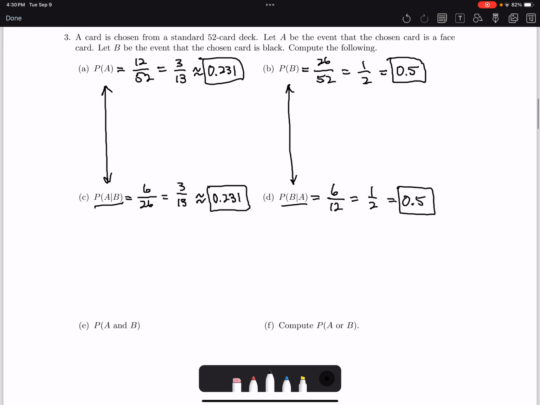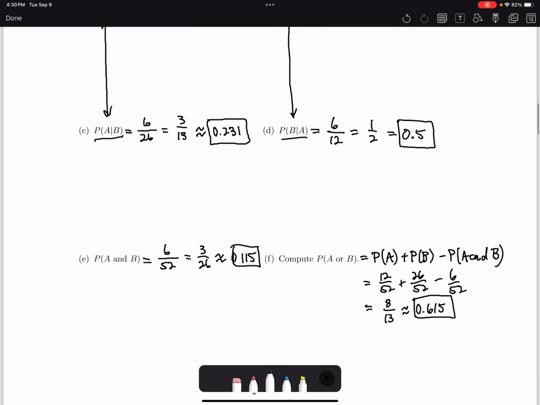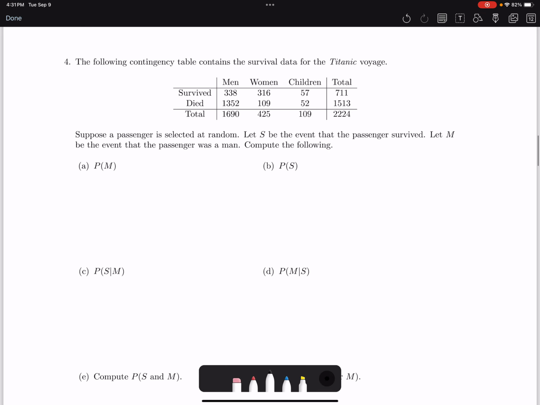Okay. So that's how compound probabilities work. I think I have a couple more examples for you, like this one here where we're looking at a contingency table. So let's practice doing probabilities when we have a contingency table to deal with. This is supposed to represent the survival data for the Titanic voyage, so kind of fun. Maybe fun is the wrong word, but okay. So we have men, women, children, and then we have whether or not they survived or died, right? Okay, well, let's take a look at the probabilities we're supposed to compute.